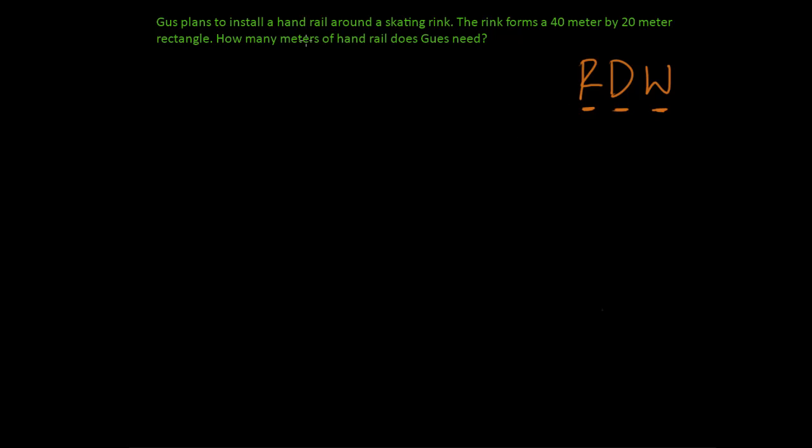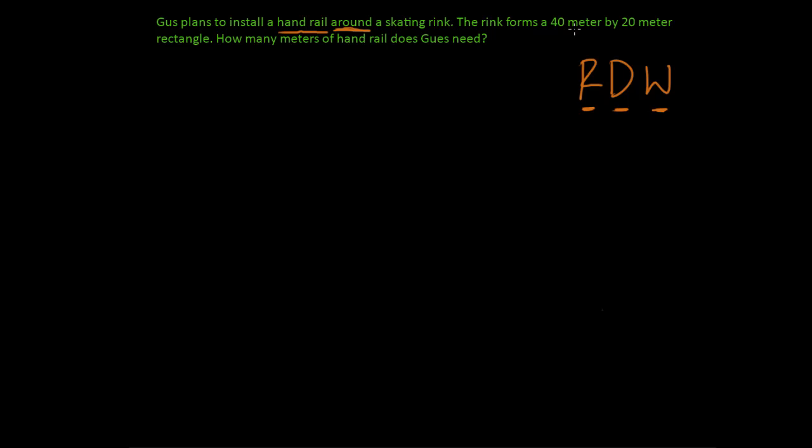Gus plans to install a handrail around a skating rink. I know that I'm working on an area and perimeter problem here, and so I think this idea of a handrail and this word here, around, are going to help me to decide exactly which one I'm going to be working with. So I'm going to underline those.